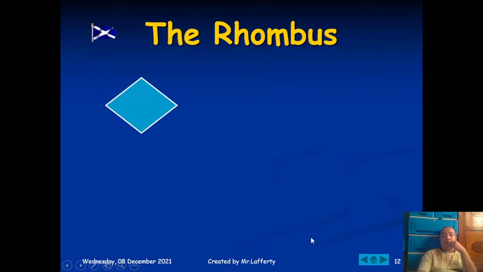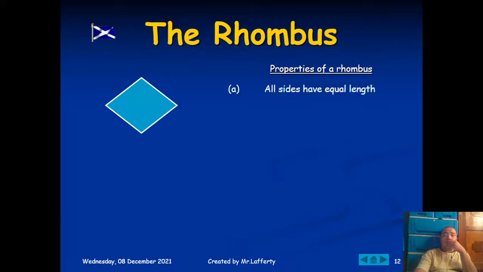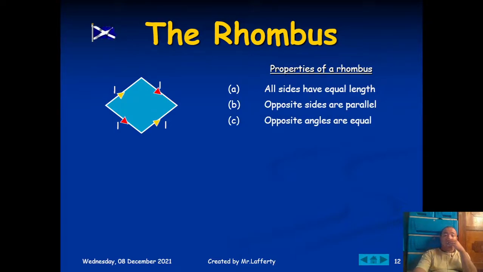Okay. Now we proceed to the rhombus. What are the properties of a rhombus? All sides have equal length. Opposite sides are parallel. Opposite angles are equal. It has two lines of symmetry.